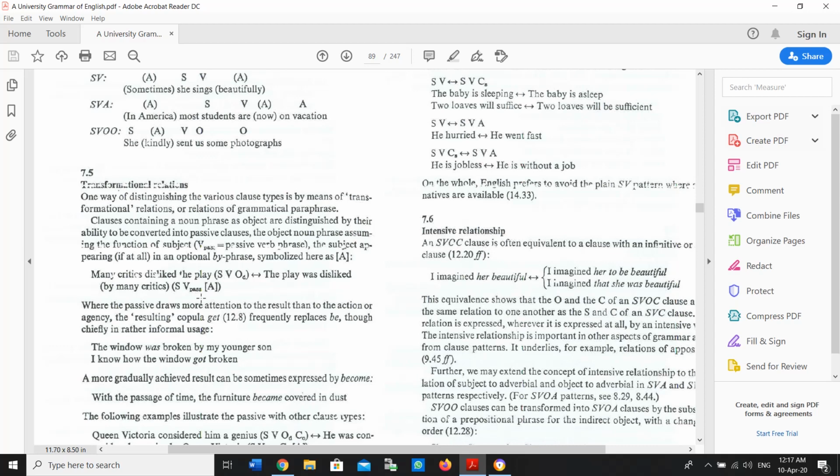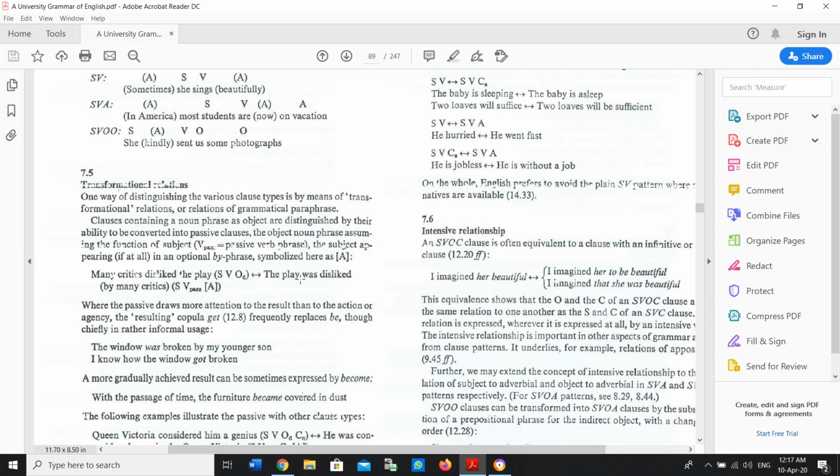I believe now the explanation is clear since I say the things and I clarify things in the Arabic language. So the play was, since the tense here is simple past, was disliked. I changed the main verb into the past participle. By, since the subject in the active sentence بالactive the subject is there. By many critics. شوف شلون هي by many critics، هاي by many critics.